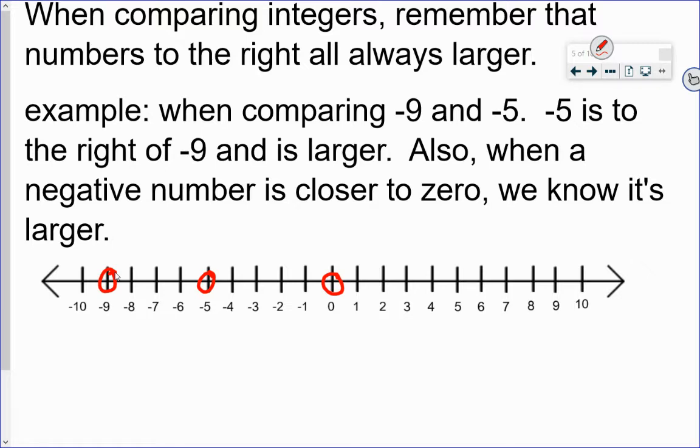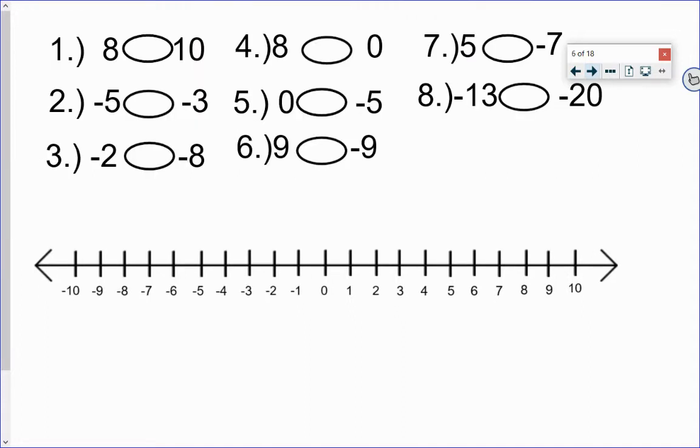That's the way negatives work. The larger the negative number, the closer it is to 0. The further away it is from 0, the smaller it is. So if we got some examples here, okay? Let's start with the first one.